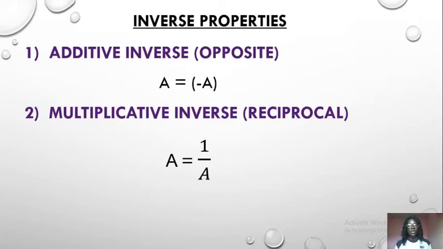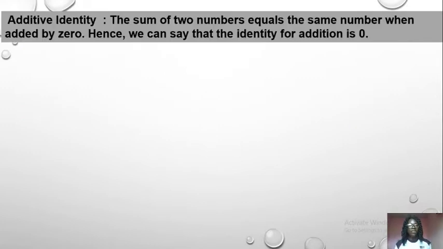So just a quick summary of all I've been explaining. For additive identity, I say that the sum of two numbers equals the same number when added by 0. So hence we can say that the identity for addition is 0. Okay, so when you add two numbers and one of that number is 0, you get back that same number.